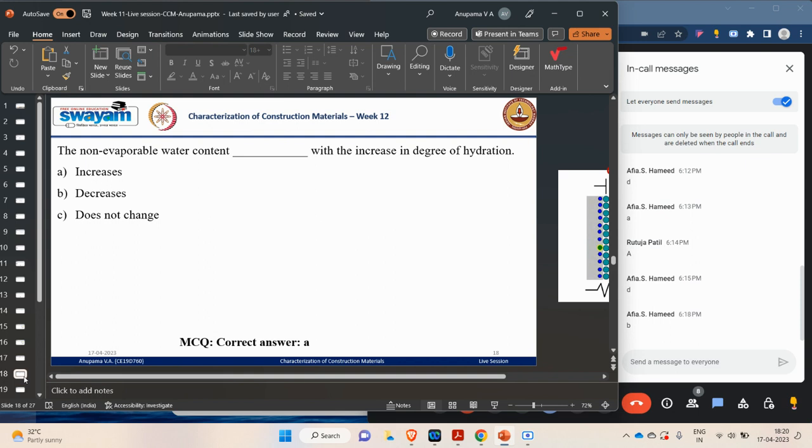You can only quantify them when you heat the material above 105 degrees Celsius and below 1000 degrees Celsius. So this water content which is present within the hydration product increases. Why? Because hydration product forms more and more as the degree of hydration increases, right? So the non-evaporable water content also increases with the increase in degree of hydration.